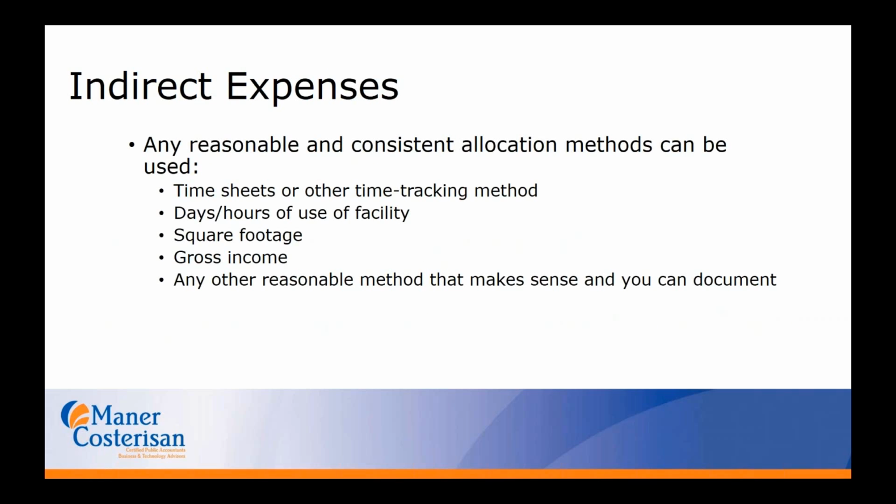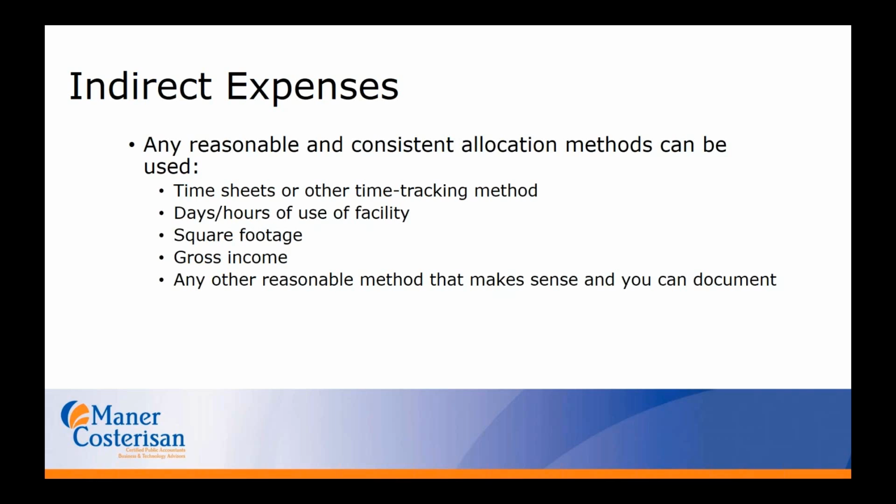So let's talk a little bit more about indirect expenses and other ways to allocate indirect expenses other than that dual use property. The IRS says any reasonable and consistent allocation method can be used. So that's really a gray area. As long as you have a reasonable, consistent allocation method and you can document it, they say it can be used. Now, they always can come back and argue that in an audit, but some of the things that we've seen used are timesheets or other time tracking methods. So how much time is spent by certain people on those types of activities.